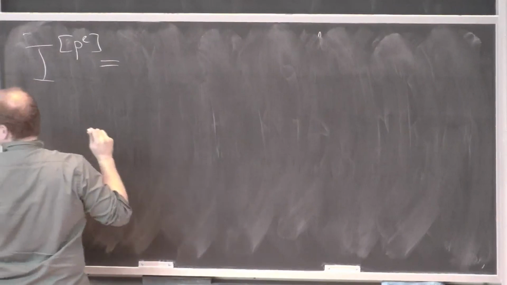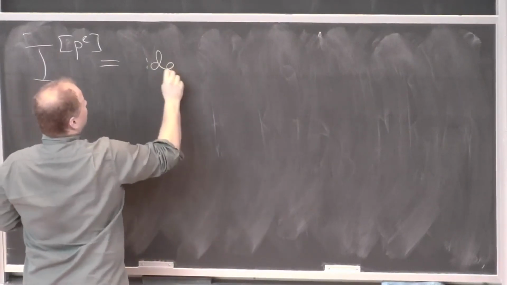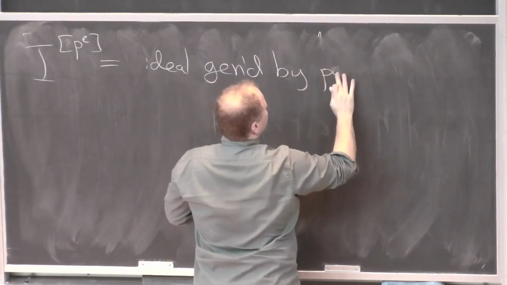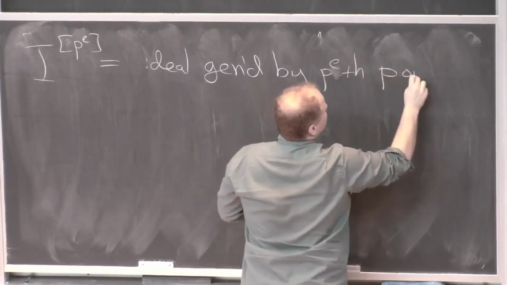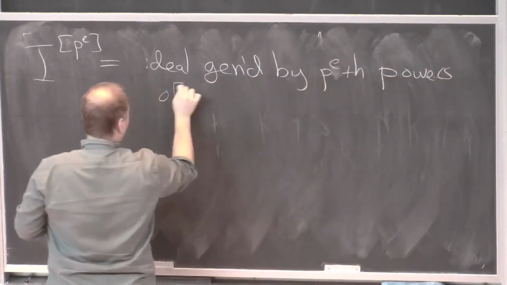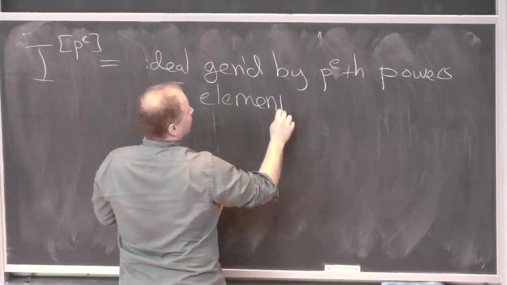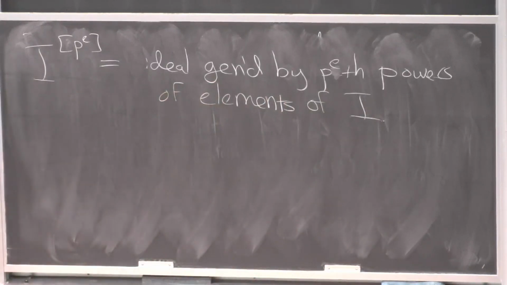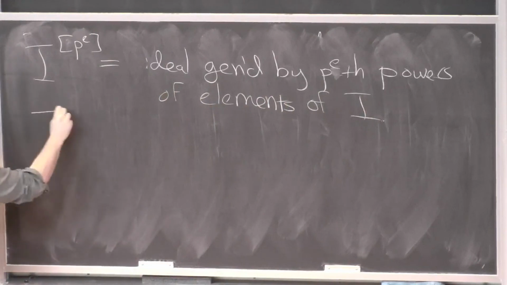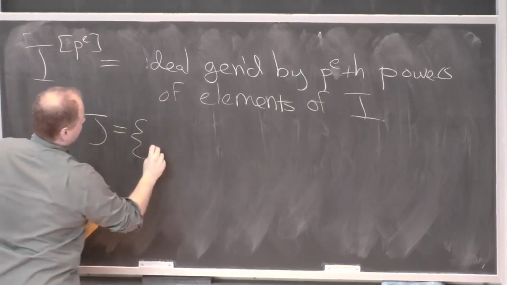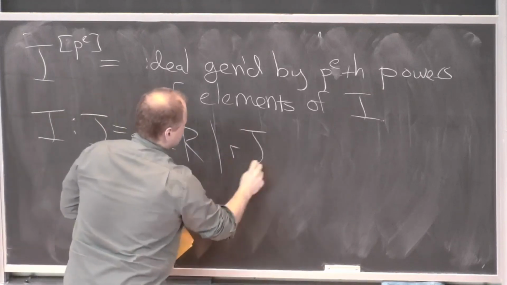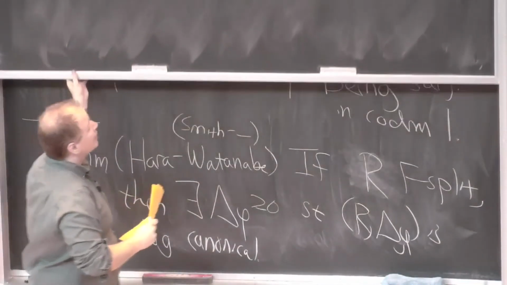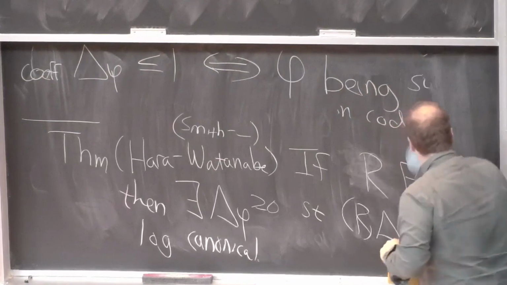This is the ideal generated by p^e-th powers of elements of I. And in particular, I colon J is the set of all things in R such that R times J is contained in I. Let me just tell you what this is in one quick example, and then I will stop. I have 1 minute left, it looks like.